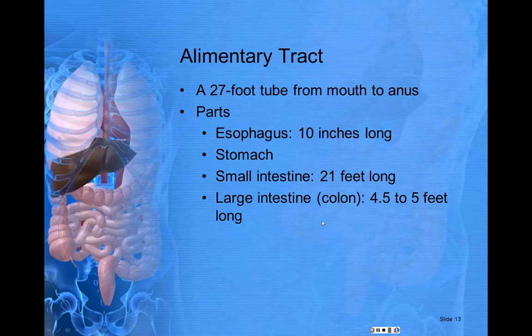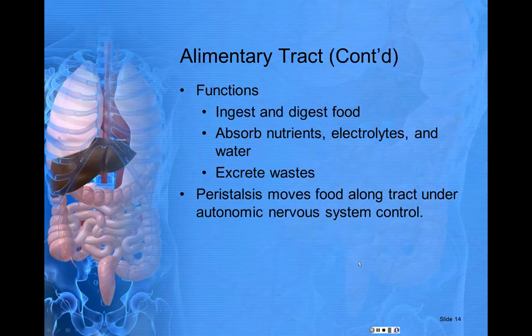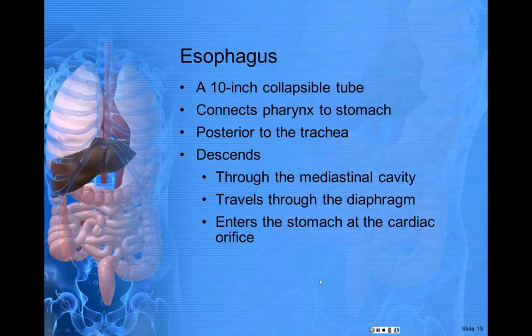The alimentary tract is a 27-foot tube from the mouth to the anus. It includes the esophagus, the stomach, small and large intestine, which includes the colon. The functions, obviously, are to ingest and digest food, absorb nutrients, electrolytes, and water, and excrete wastes. Peristalsis moves food along the tract under autonomic nervous system control. So just a little review here.